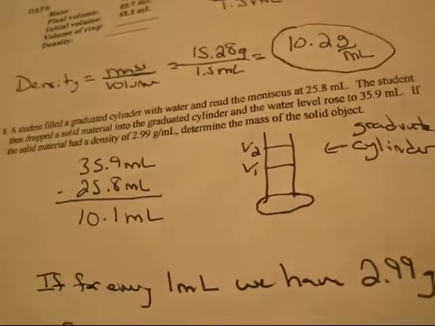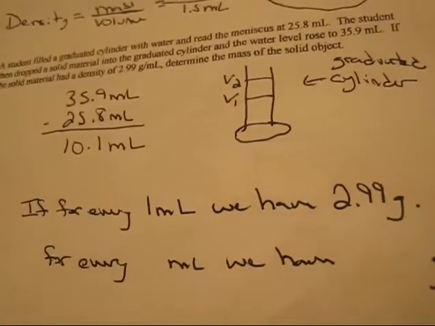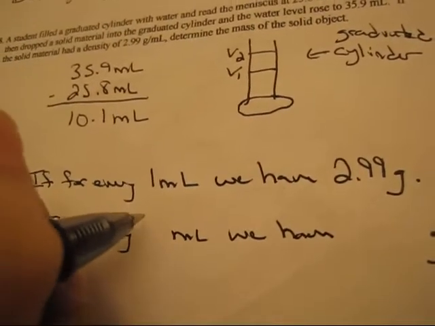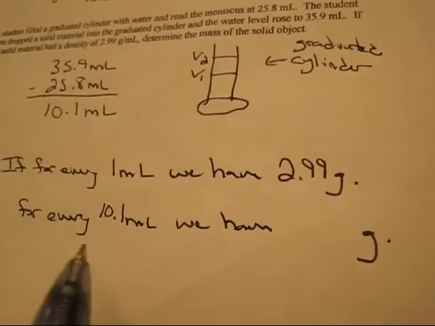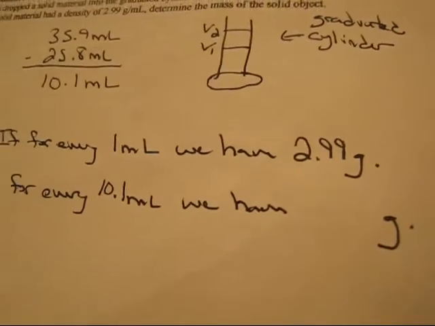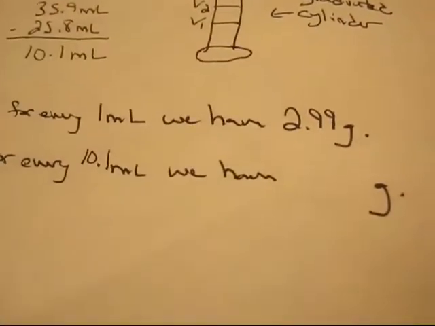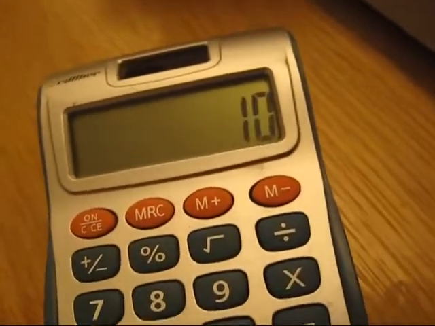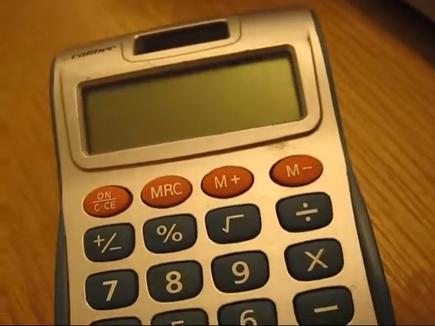So here's our for every statements. If for every 1 milliliter we have 2.99, then for every, well, we want to find the mass of this 10.1 milliliter object. So you try to do this one. If for every 10.1 we have, well, this is 10.1 times bigger, so this needs to be 10.1 times bigger. So we take 2.99 times 10.1, and we get, all right, and let's talk about our significant figures.